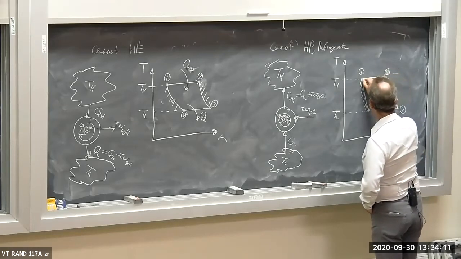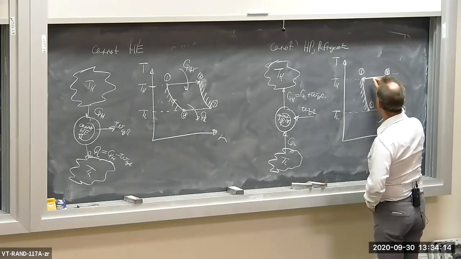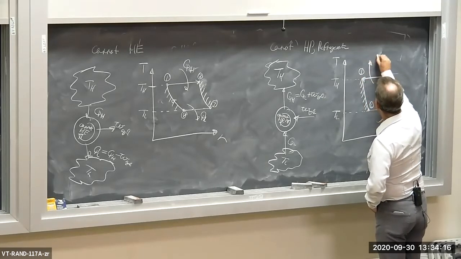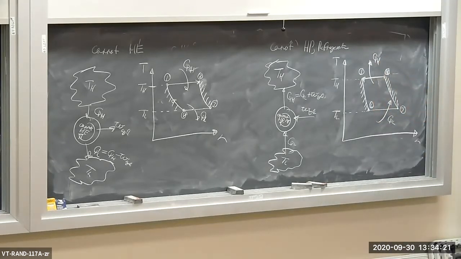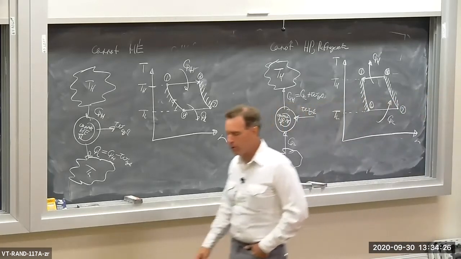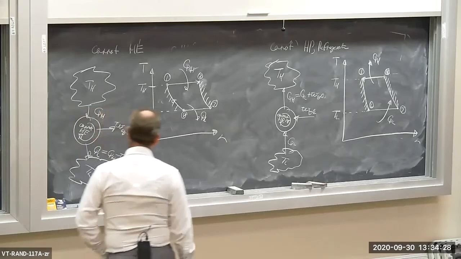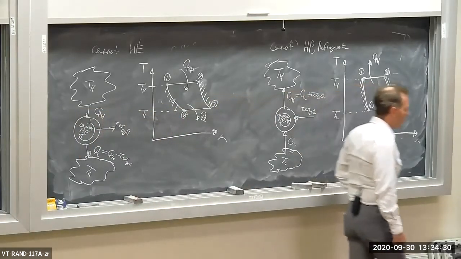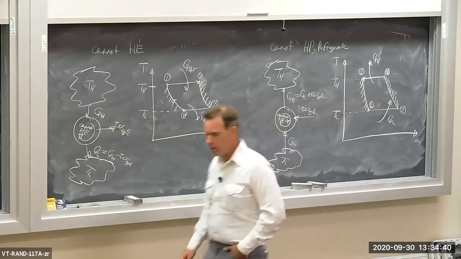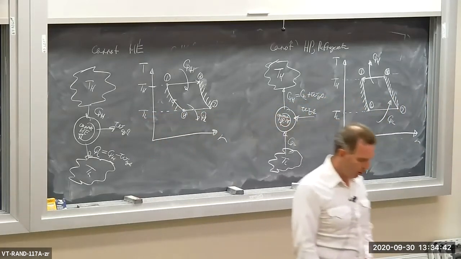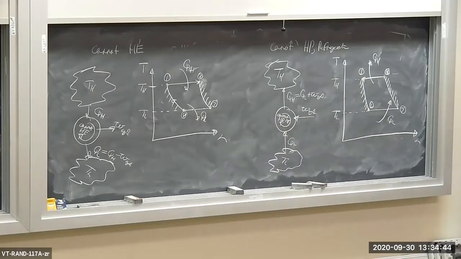Finish off the cycle with isothermal compression, rejecting QH to the high temperature reservoir. Okay? Cycle diagram is qualitatively similar, except in the case of the heat engine, the cycle goes in the clockwise direction, and in the case of the heat pump or the refrigerator, the cycle goes in the counterclockwise direction. Okay? So that you can reverse the Carnot heat engine and produce a refrigerator.